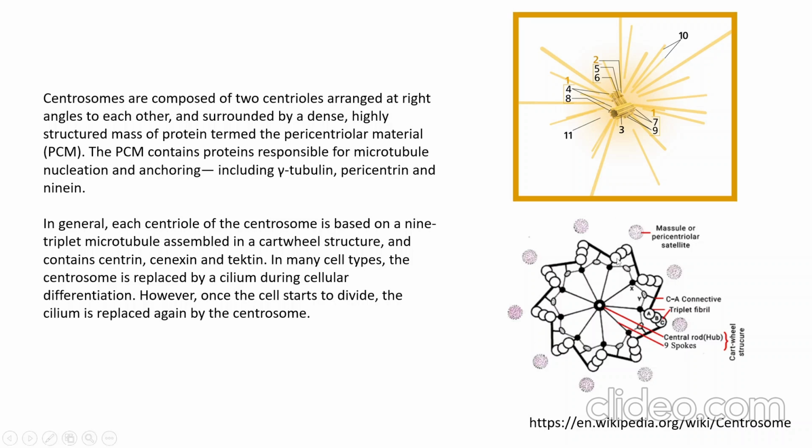This cartwheel structure, if you count, has 9 of these triplets from inside to outside. Each of these little subunits can be called A, B, and C. Then you have the central rod, called the hub, where all of the connecting rods, or spokes, are attached. So you have 9 spokes and 9 triplets, and this entire thing forms the cartwheel-like structure, and this repeating unit is what forms the centrioles of the centrosome.